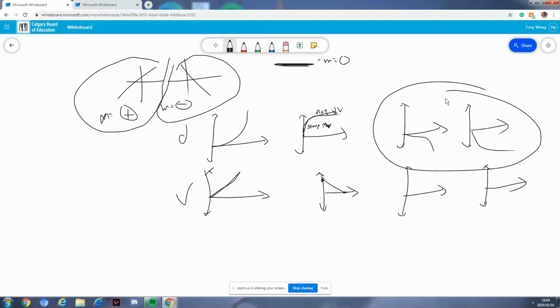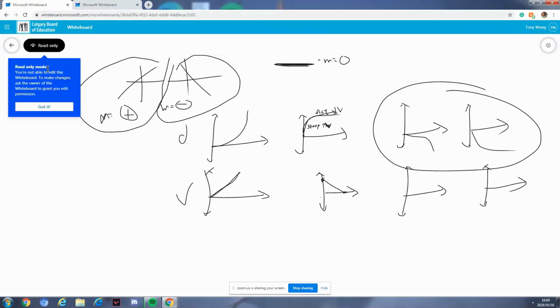Based on these two shapes, try and draw the velocity time graph, knowing what you know about slope, what a flat slope is, what a steep slope is, and the relationship. Come back at 4:20.